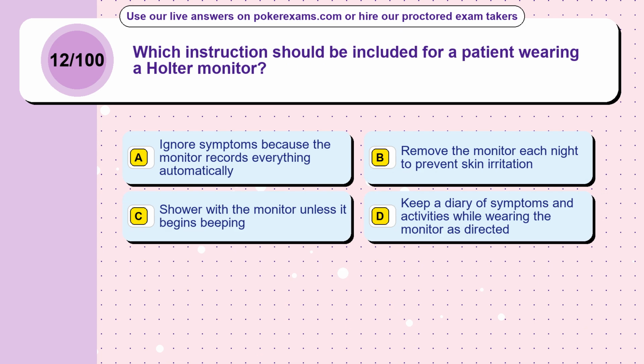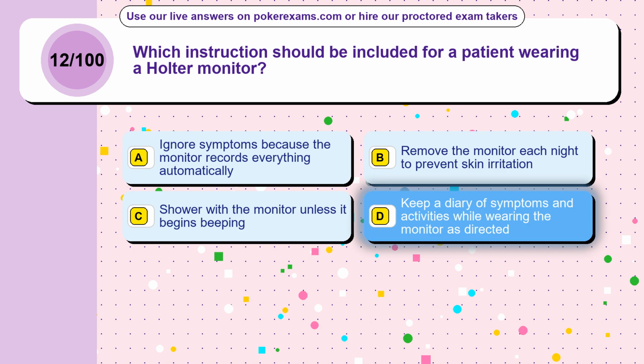Question 12. Which instruction should be included for a patient wearing a Holter monitor? Option A. Ignore symptoms because the monitor records everything automatically. Option B. Remove the monitor each night to prevent skin irritation. Option C. Shower with the monitor unless it begins beeping. Option D. Keep a diary of symptoms and activities while wearing the monitor as directed. The correct answer is option D.